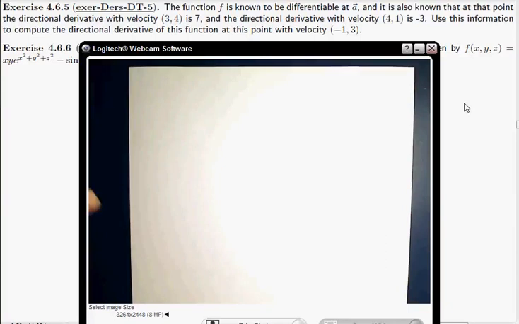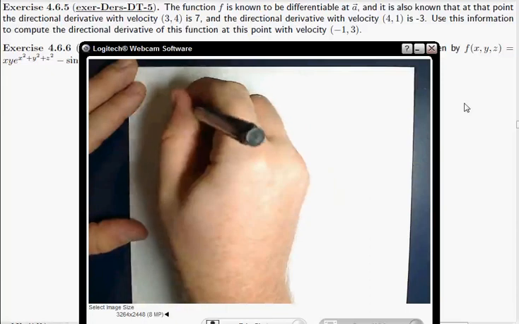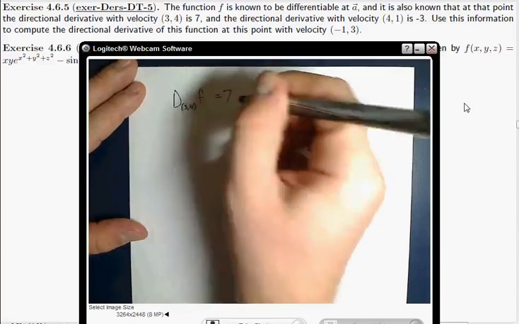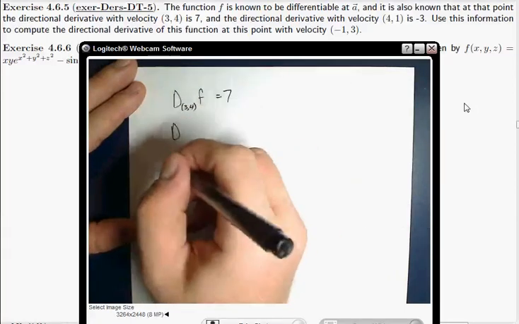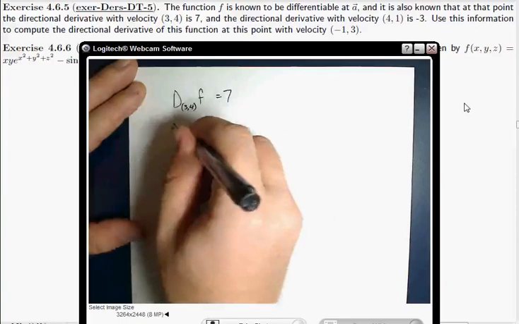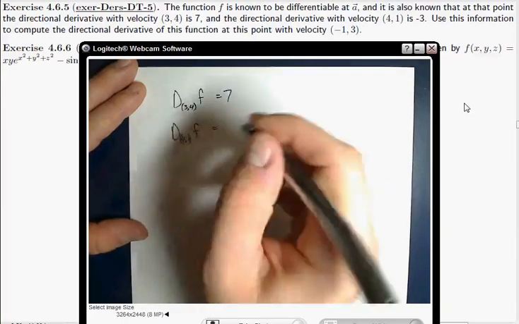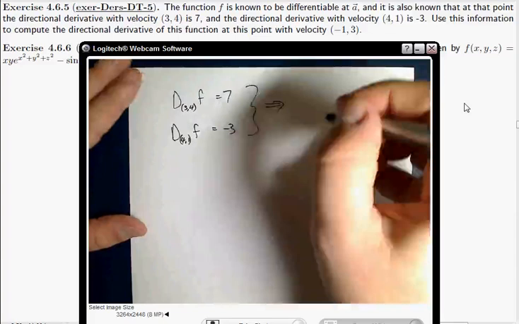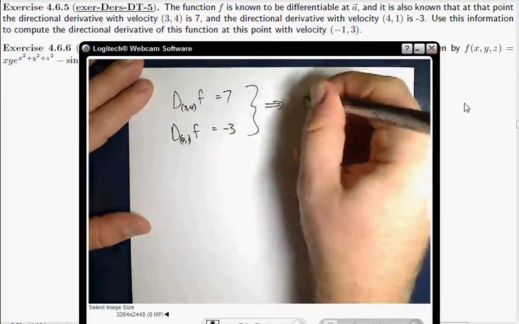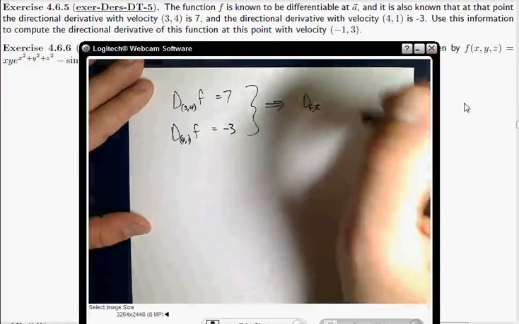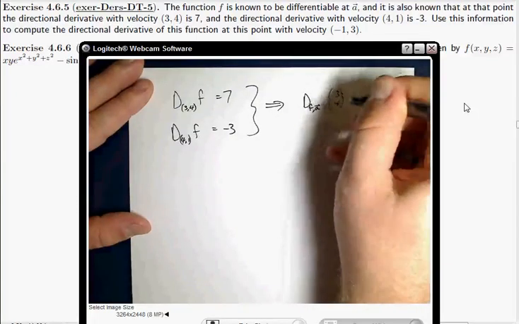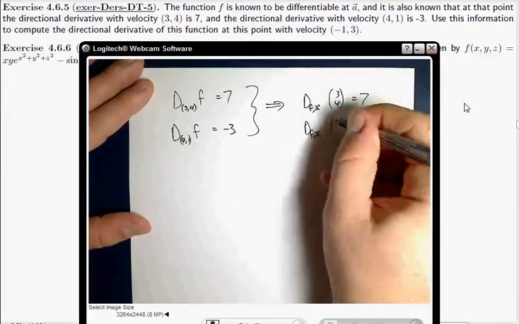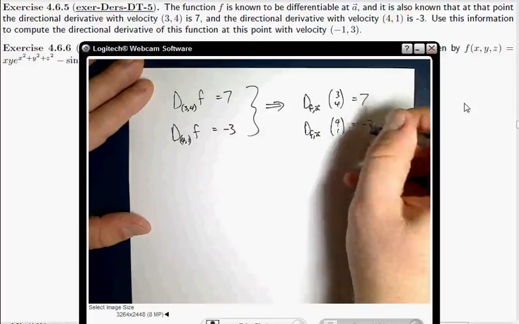So when we say the directional derivative with velocity 3, 4 of this function is equal to 7, and the directional derivative with velocity 4, 1 is equal to -3, you can rewrite this with a linear transformation, namely the derivative transformation df at your point A times the vector 3, 4 is equal to 7. And that same derivative transformation applied to the vector 4, 1 is equal to -3.